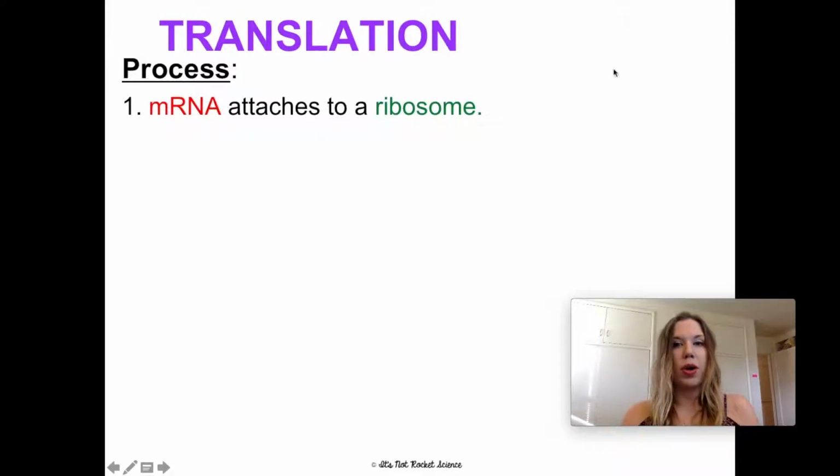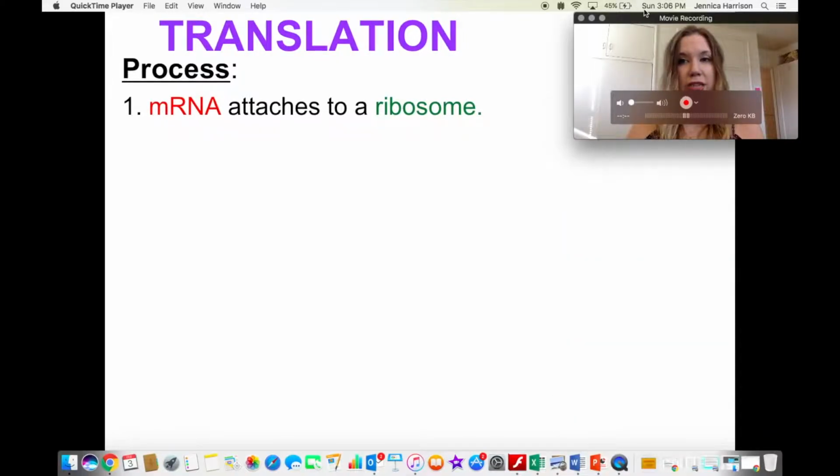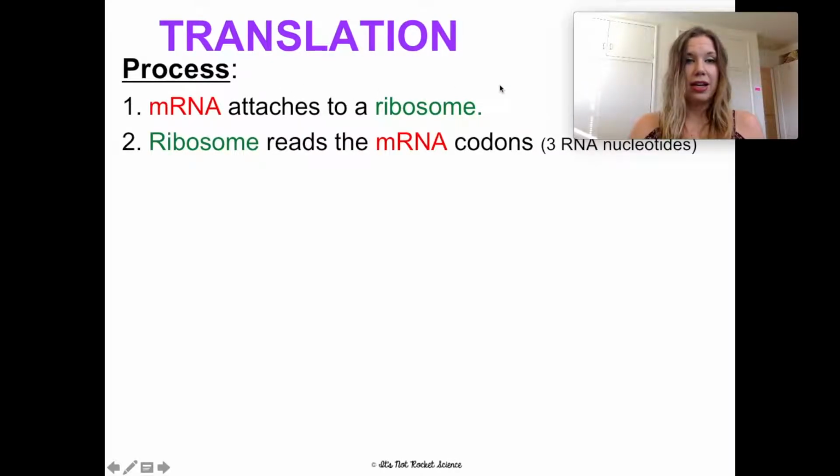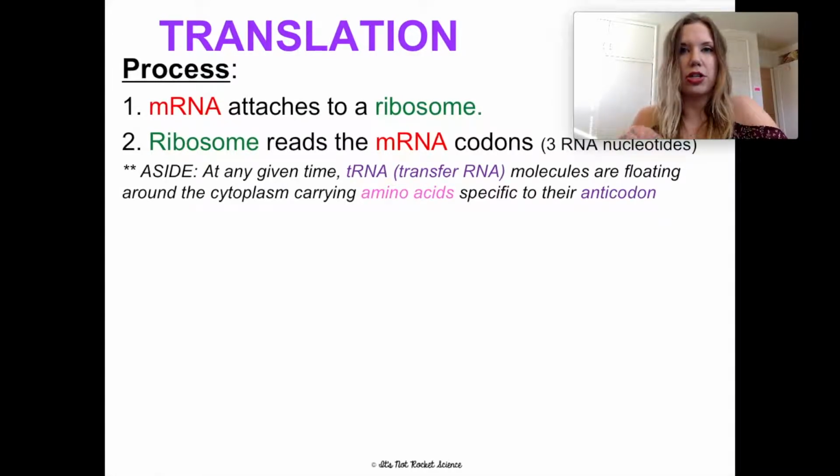So, step one, the mRNA has already left the nucleus and it attaches to a ribosome. Next up, the ribosome reads the mRNA codons. Remember, those are just 3 RNA nucleotides. And then just a little aside.